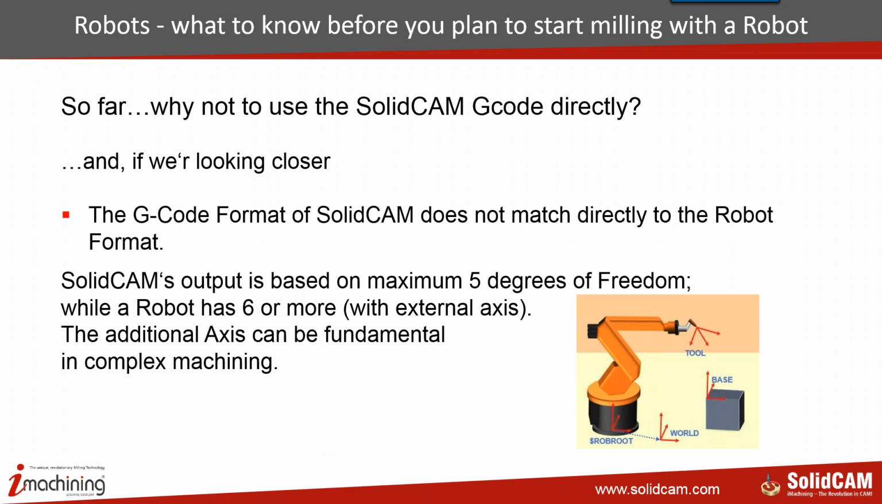If we look a little bit closer at the G-code, the format of SolidCAM does not match directly to the robot. SolidCAM's output is based on a maximum of 5 degrees of freedom, while a robot has 6 or more axes, with an external axis, for example. And this additional axis can be fundamental in complex machining.